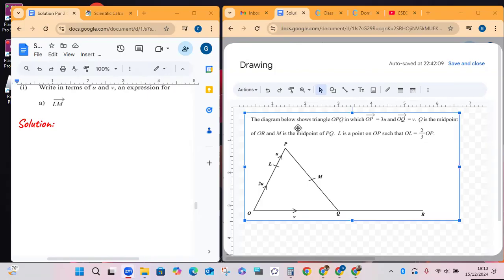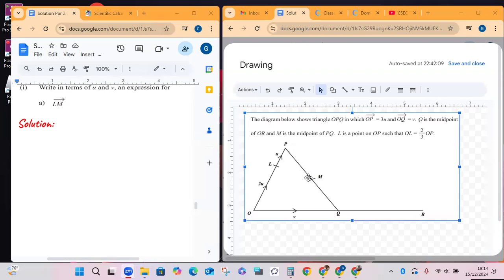It says the diagram below shows the triangle OPQ in which OP is equal to 3u. So you have 2u there and a u. So OL is 2u and LP is 1u. So we have OP is 3u in all. OQ is v. QR is v. Also, Q is the midpoint of OR. Okay. So QR must be v also.